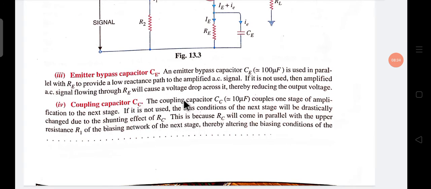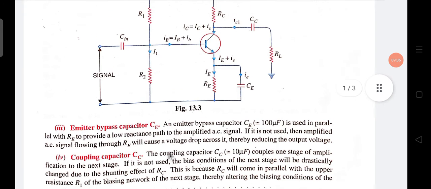The coupling capacitor CC, which is nearly equal to 10 microfarad, couples one stage of the amplifier to the next stage. If it is not used, the bias condition of the next stage will be drastically changed due to the shunting effect of RC. This is because RC comes in parallel with the upper resistor R1 of the biasing network of the next stage.